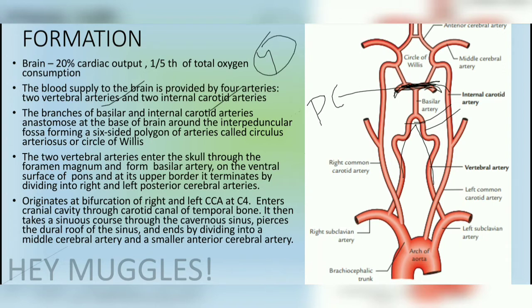Now the internal carotid artery enters your cranial cavity through the carotid canal of your temporal bone, and then it travels through your cavernous sinus, right? It pierces the dural roof of the sinus, and then divides into middle cerebral artery and anterior cerebral artery. The middle cerebral branch is larger and the anterior cerebral branch is smaller, right?